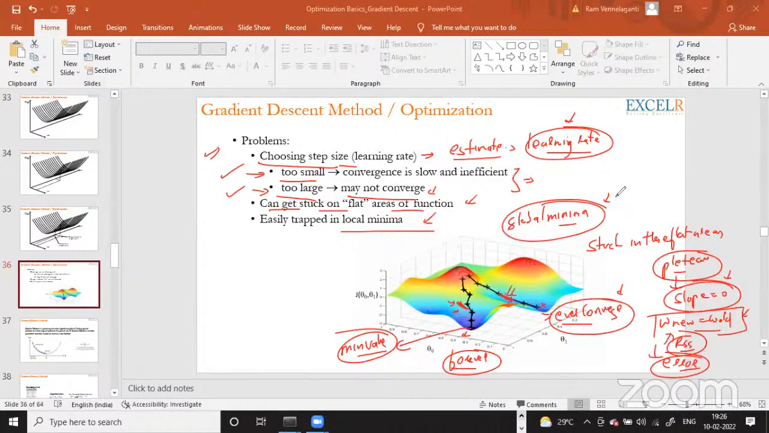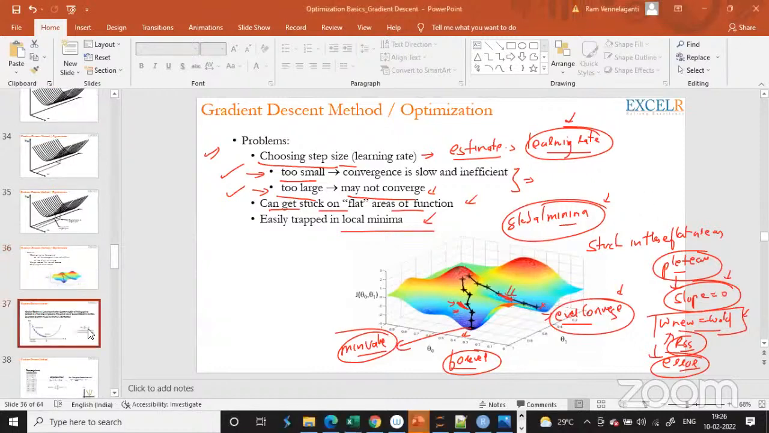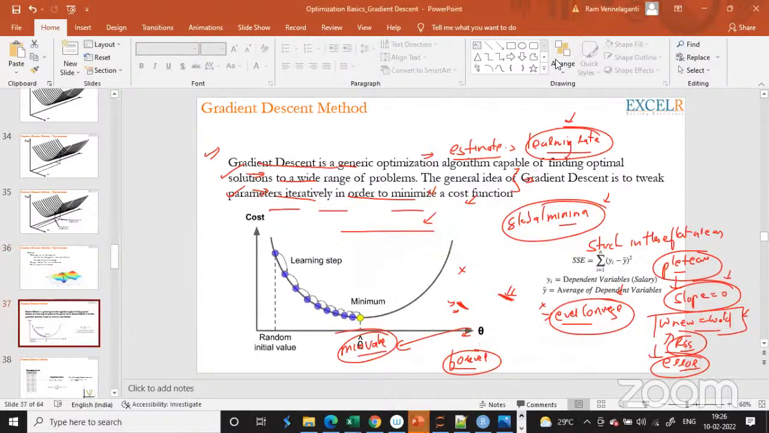And then it should quickly reach that global minima and give us the most optimal solution for our equation. That is the objective. So some challenges are there. We are going to discuss what are the possible solutions in a few minutes. How can you overcome these problems?